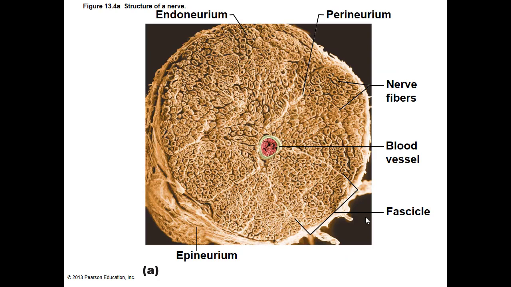Now, there's an actual picture of it. Epineurium on the outside, one fascicle, and it's going to have its own perineurium. Each one of these is an axon, and you're going to have some myelin sheath, and around the outside you're going to have the endoneurium on the inside.